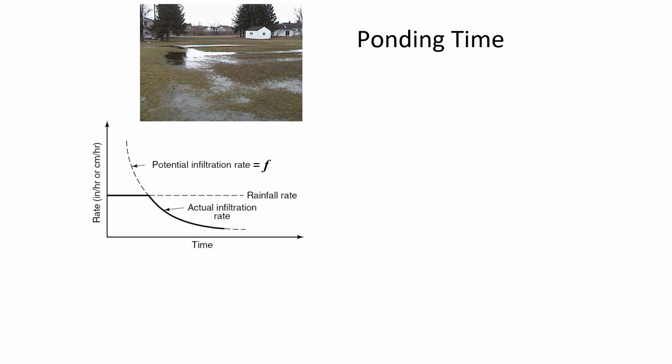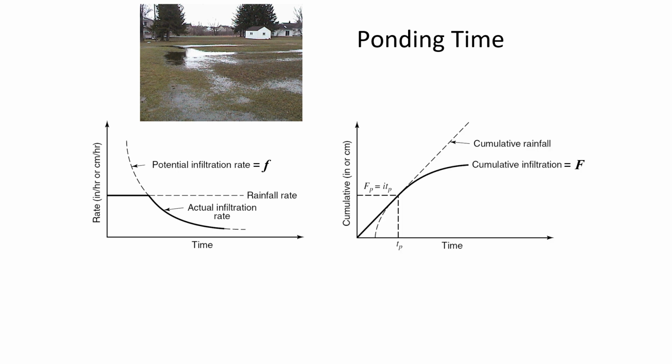So it's like we can't get away from these simplifications. This is going to be like the worst case ponding time. So ponding won't happen any sooner than what we're going to calculate. What we're doing is, in this case, looking at the cumulative infiltration curve and looking for the point of intersection between the rainfall curve, the cumulative rainfall curve, and the cumulative infiltration curve.